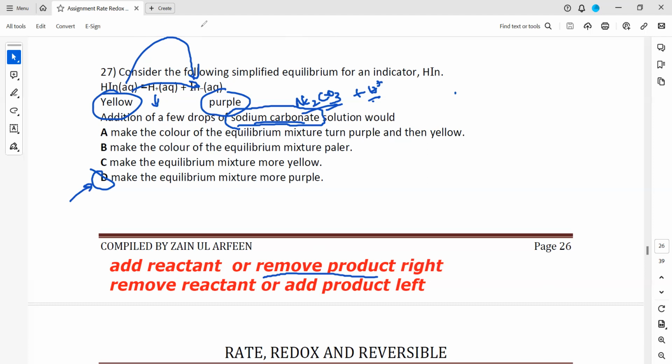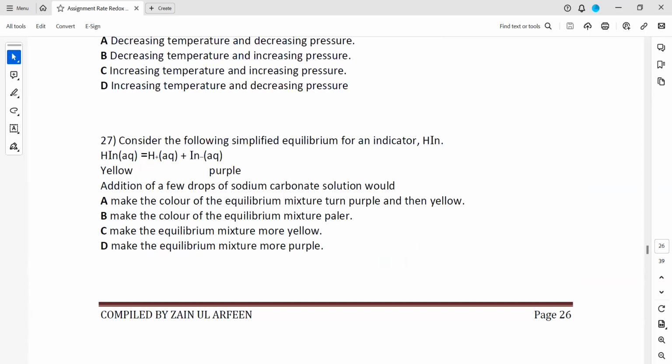So whenever these types of questions are there, you have to check which reagent, either on the reactant side or the product side, the added substance can react with. So this was question 27.